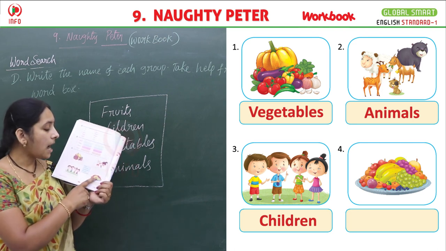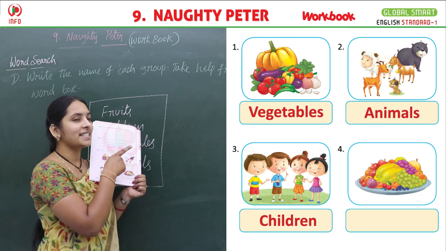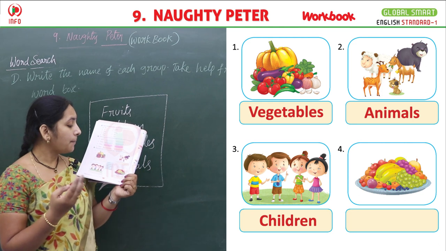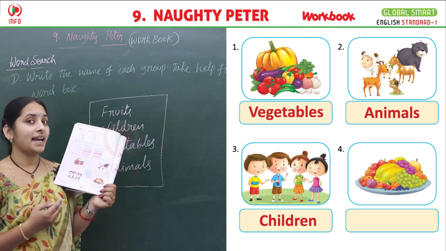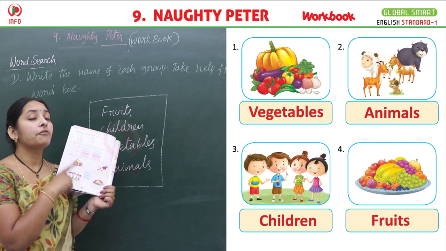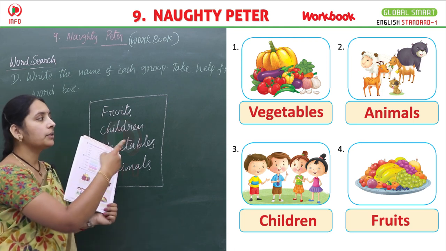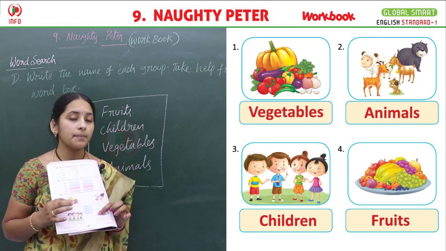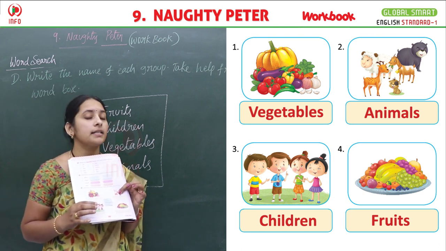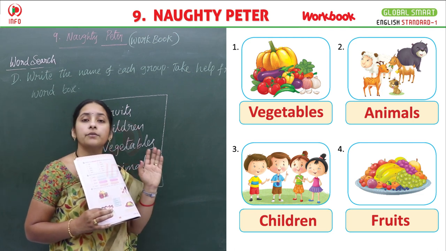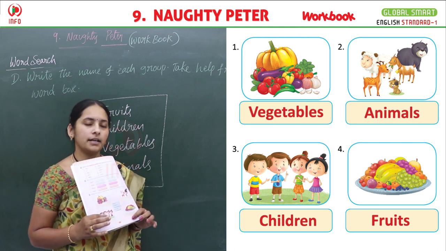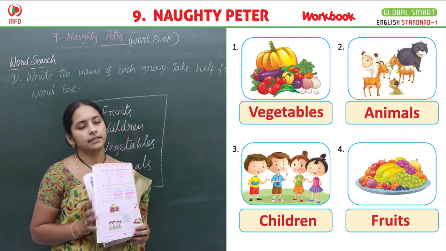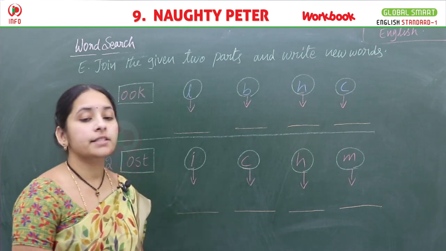And the last picture, the fourth one, what do you have? Yummy grapes, banana, apple, berries, right? All these are fruits. So for the fourth picture, all of you write fruits. So first one vegetables, second one animals, third one children, fourth one fruits. Write the names for all these pictures. Write down.